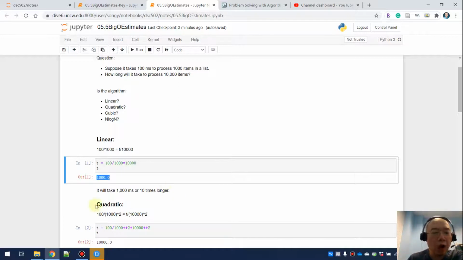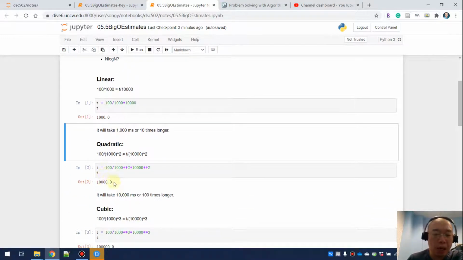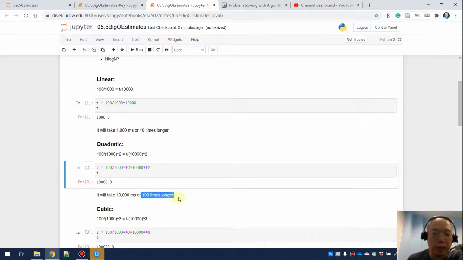And how about quadratic? For the quadratic, we process 1,000 items, but remember that it is a quadratic algorithm. So this means that it is 1,000 squared primitive steps. Now we have 10,000 items, so it will be 10,000 squared primitive steps. And then again, we want to get the t, and that is 100 times longer.